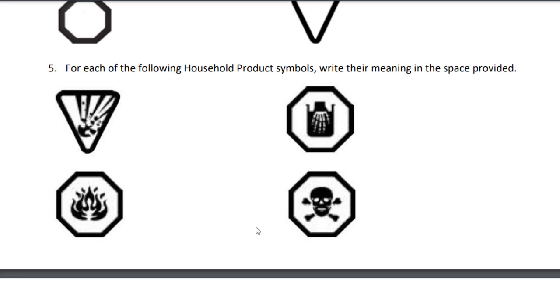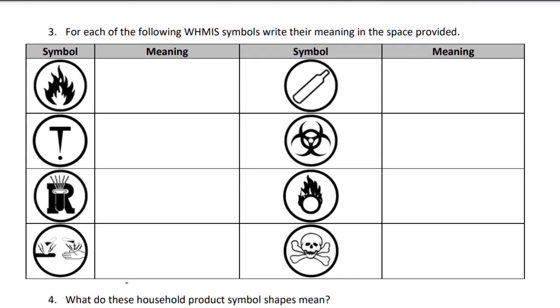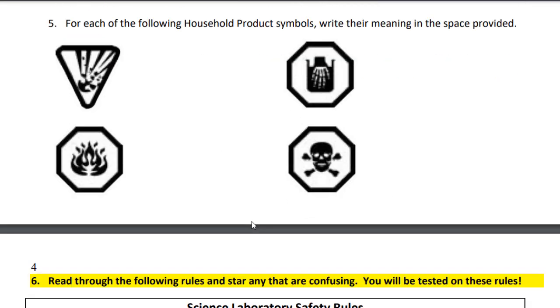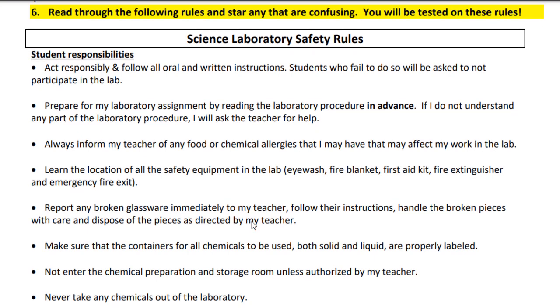So as important as it is for you to know these symbols up here for a job site that you might be working at, even working at McDonald's, you have to go through the WHMIS training. You're also going to want to make sure that you know your household symbols so that you're safe at home. Okay? That's the symbols. Let's run through quickly the lab safety rules.